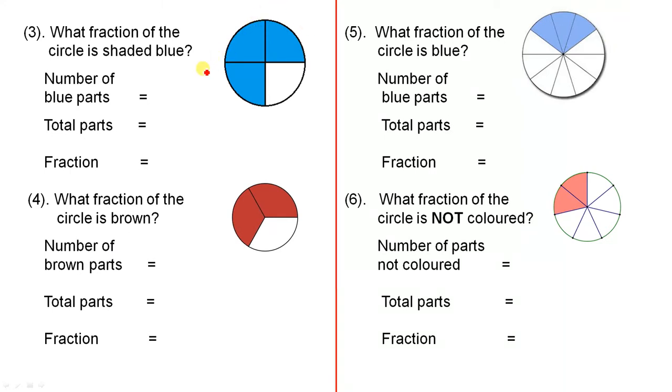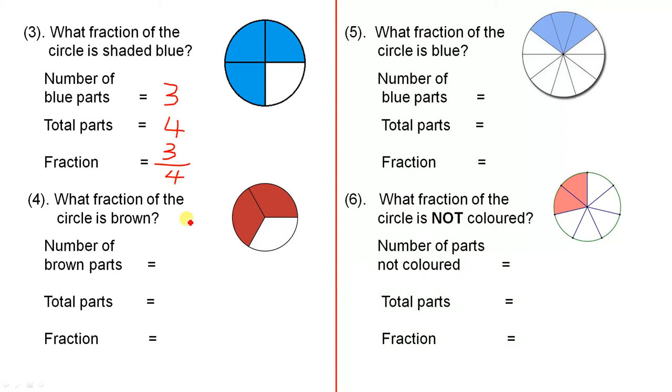What fraction of the circle is shaded blue? The number of blue parts, you can see clearly it's 3. The total parts, 4, because it's been divided into 4 equal parts. So the fraction of the circle which is shaded blue will be 3 out of 4. I think you'll be getting the idea by now.